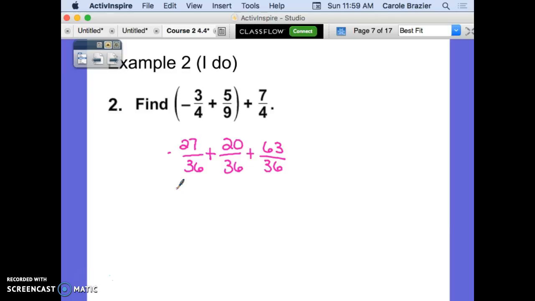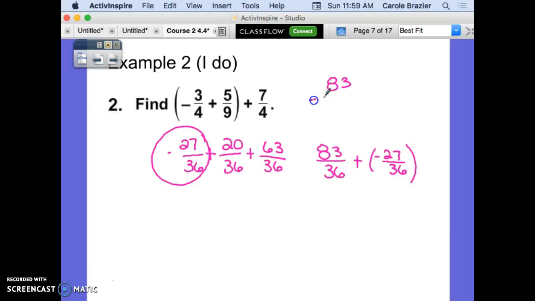So I'm going to add my positives first. So 20 plus 63 gives you 83 over 36. And then I know since I have one negative that I have to end up subtracting. So plus a negative 27 over 36. 83 minus 27 gives you 13 minus 7 is 6, and 7 minus 2 is 5. So this gives you 56 over 36.